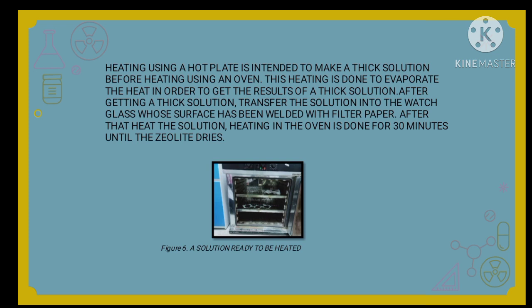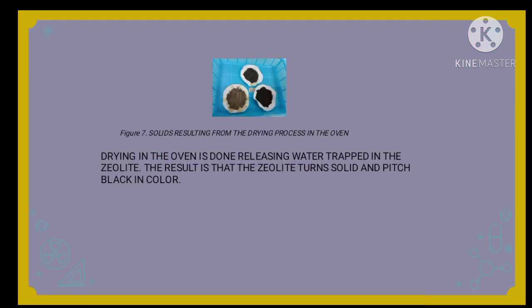Heating in the oven is done for 15 minutes until the gel dries. See figure 6, a solution ready to be heated. Okay, next, see figure 7, the solid result from the drying process in the oven. Drying in the oven is done to release water drops in the jelly. The result is that the jelly turns solid and pitch black in color.